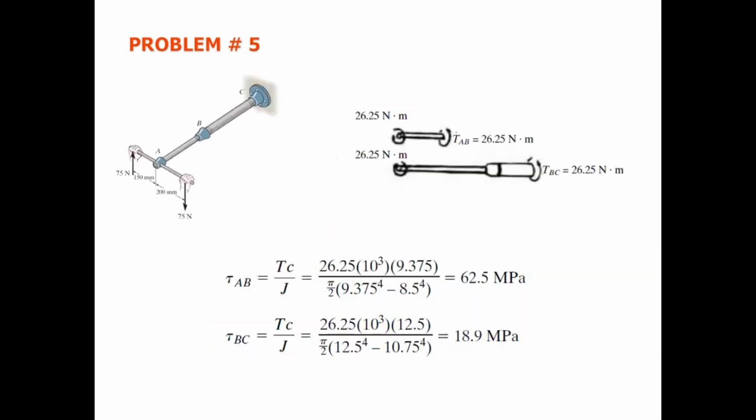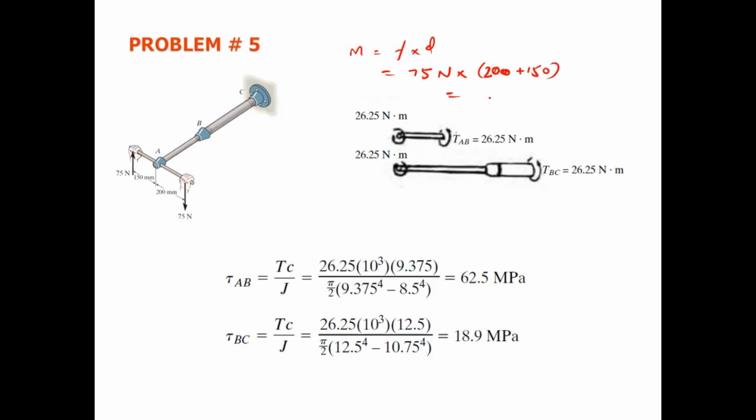Now, for this one, we cut the section TAB and then TBC. Because there is no other torque throughout, TAB and TBC have a torque due to this force only. So for this force, what is the moment or torque? Force times distance. In this one, 75 is the force, in Newton, multiplied by the distance, which is 200 plus 150. Sorry, it is 200 plus 150.